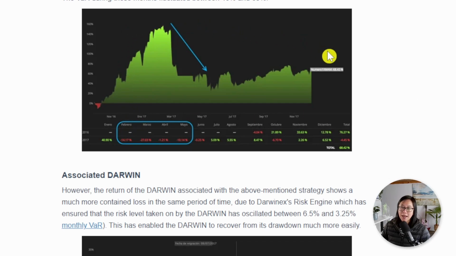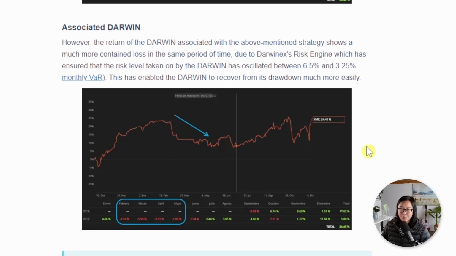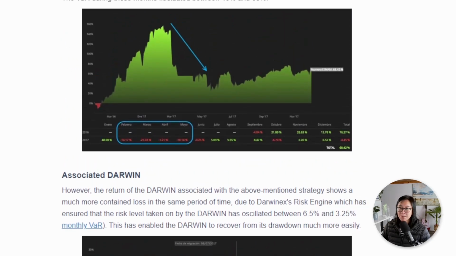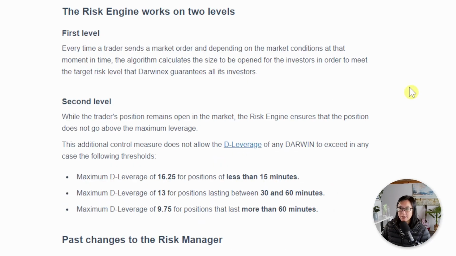So instead of seeing this massive drop, the risk engine will lower the leverage so the investors don't lose as much. And you can see the returns on the Darwinex system, because of the protection provided by the risk engine, is much better than the trader's own account where they made such a silly mistake. And the risk engine is pretty much explained in this page right here.